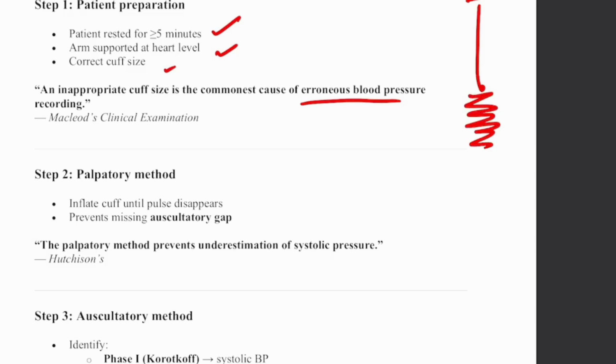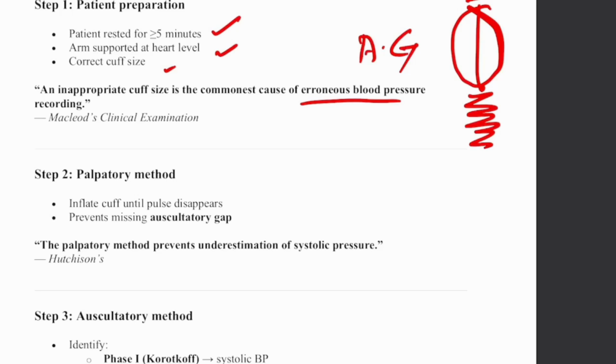So what will happen? You are likely to miss this gap, and this is called the auscultatory gap. So that is why you always check the palpatory method and then only go for the auscultatory method.